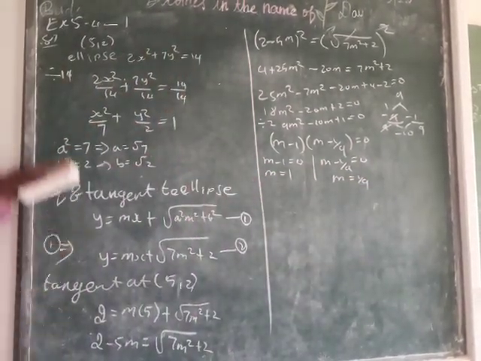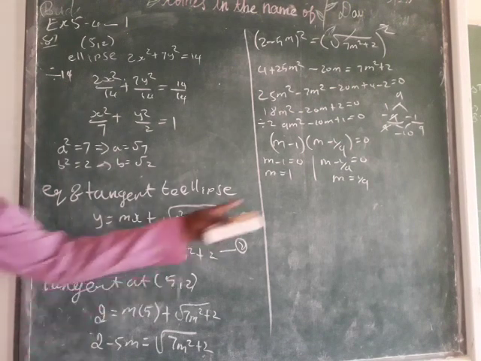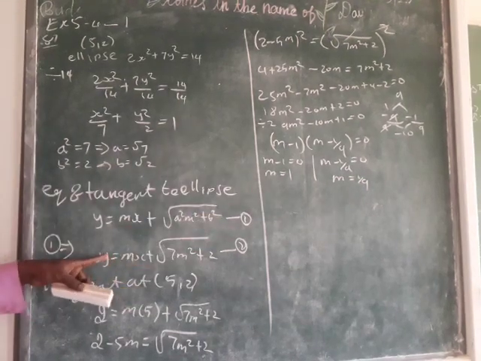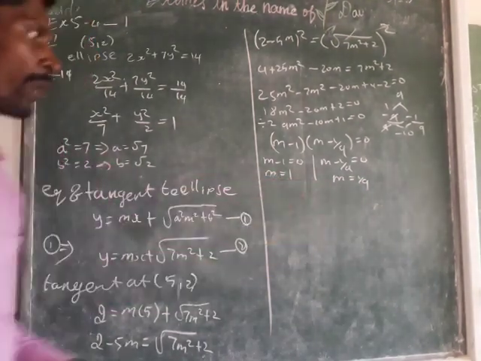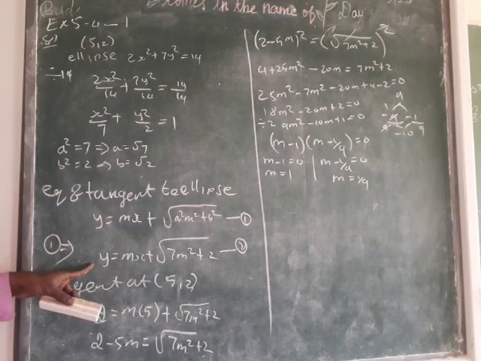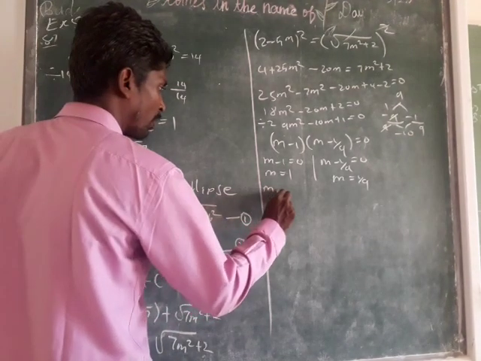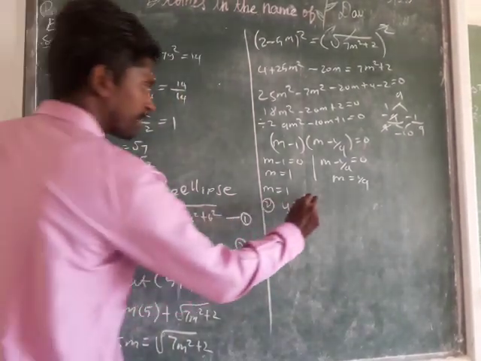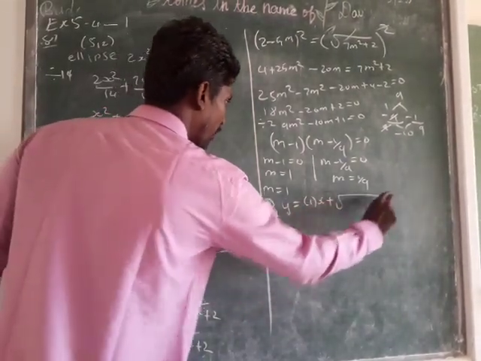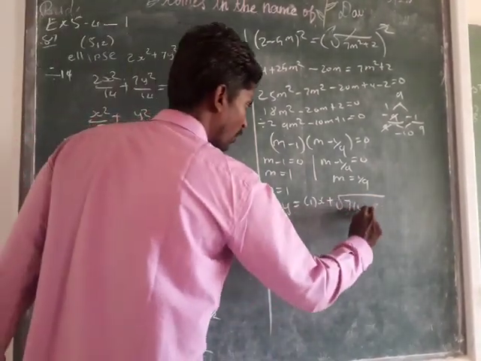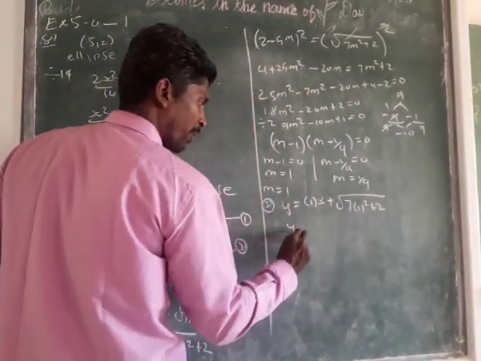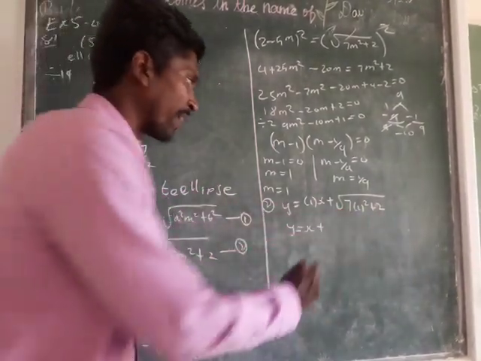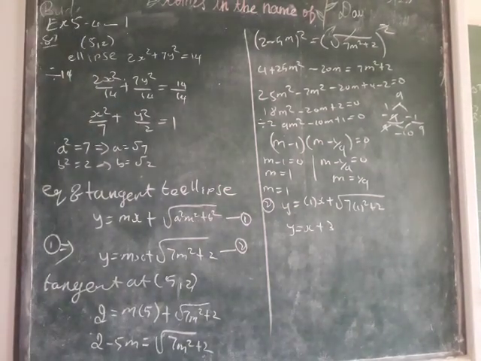They asked us to find the two tangents, so we have two values of m. Substitute m equals 1 in equation 2 to get the first equation of tangent, and m equals 1 by 9 in equation 2 to get the second. When m equals 1, y equals x plus square root of 7 into 1 squared plus 2, which is y equals x plus square root of 9, which is 3. This is the first equation of the tangent.